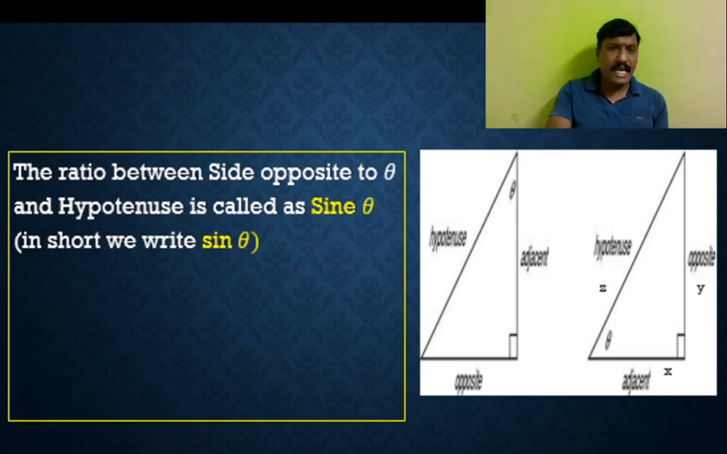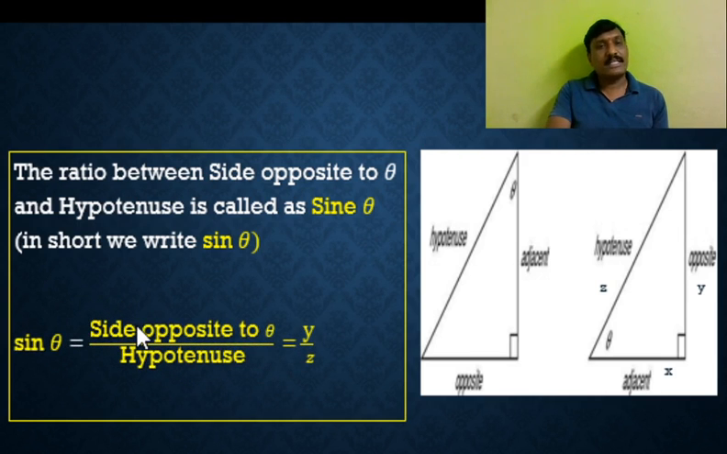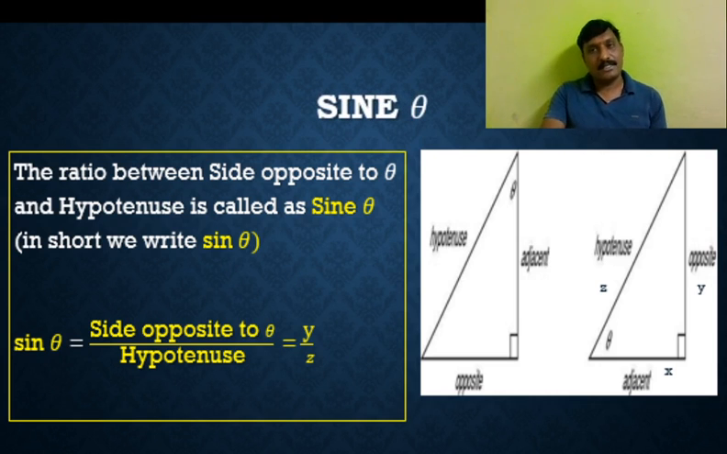Sine individually has no meaning. When it is joined with the acute angle theta, sine theta is derived as follows: the side opposite to theta by hypotenuse. We always have to call it sine theta. With the names of the sides, I can write sine theta is equal to y by z. What is y? Opposite to theta. What is z? It is the hypotenuse. So the side opposite to theta by hypotenuse, we call it sine theta.